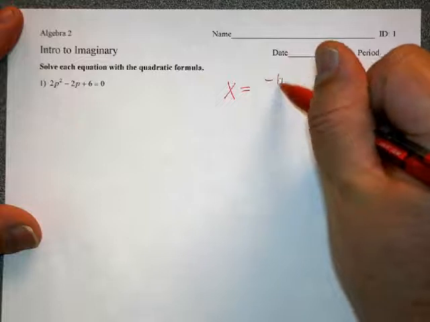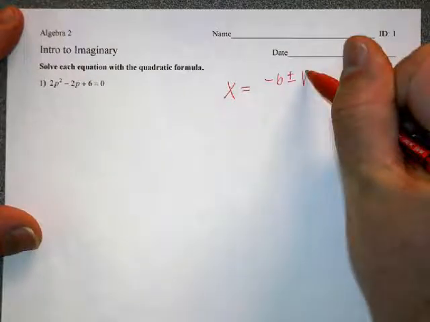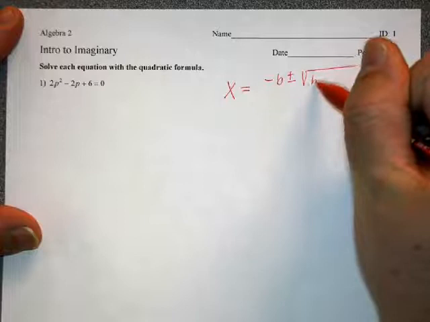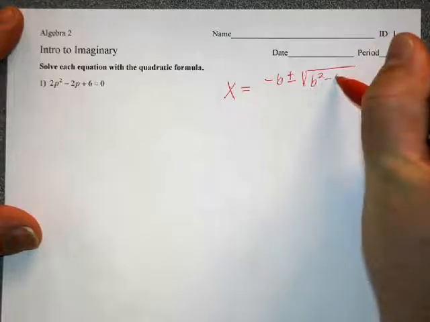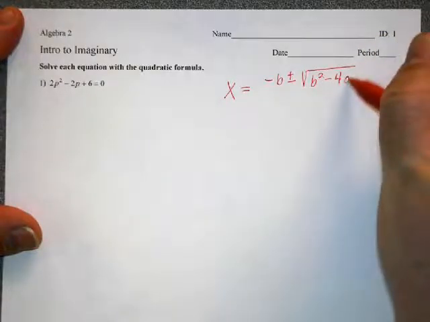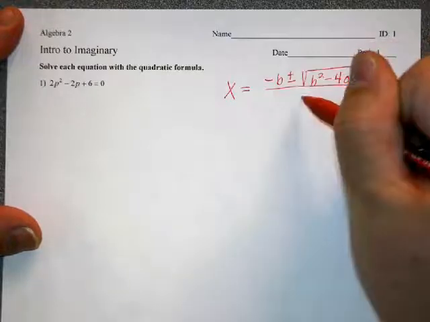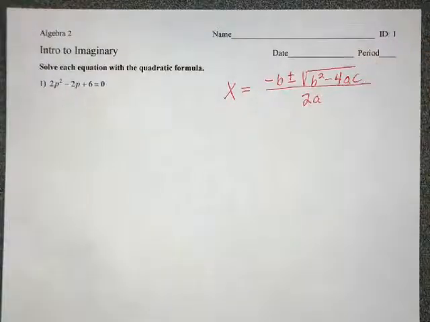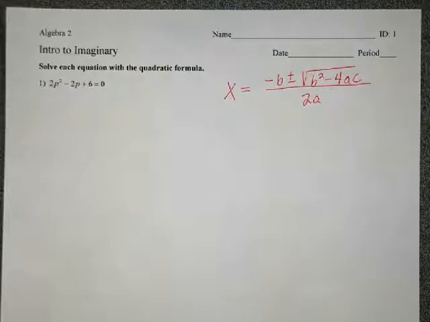Negative b plus or minus the square root of b squared minus 4ac over 2a. Wonderful. Wow, very good. Okay.